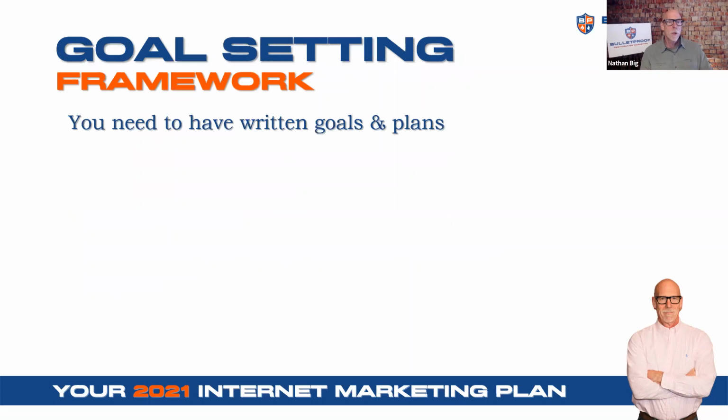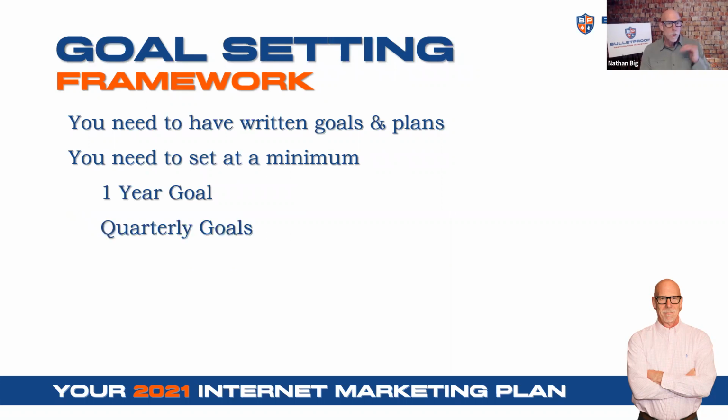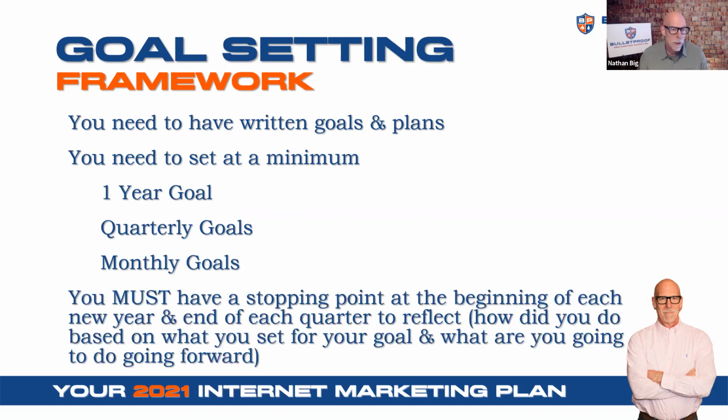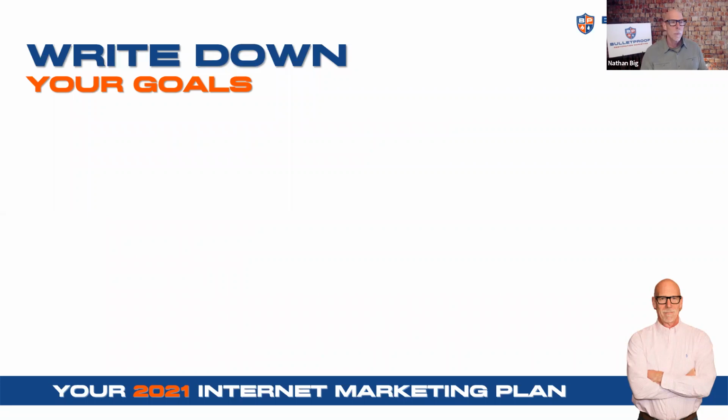So the framework is you got to have written goals and plans. A lot of you have that. And then at a minimum, you're going to have a 1-year goal, a quarterly goal, and a monthly goal. So you're going to break those down, and we typically work in months. Okay. Now, then you have a stopping point like this where you're going to say, okay, I'm going to review this. Now, this could be every day. It could be every week. But at least you're going to want to do this every month and every quarter in terms of reviewing your goals and moving forward. And this tool that I'm going to give you is going to help you out.